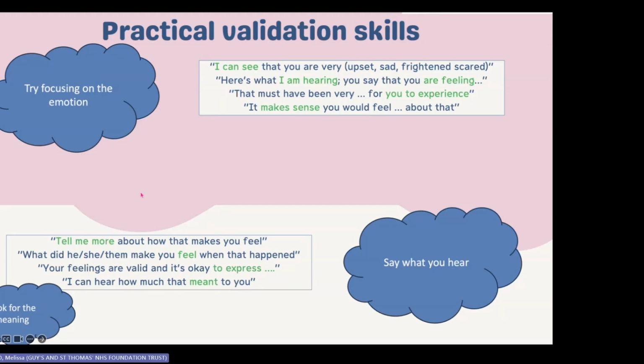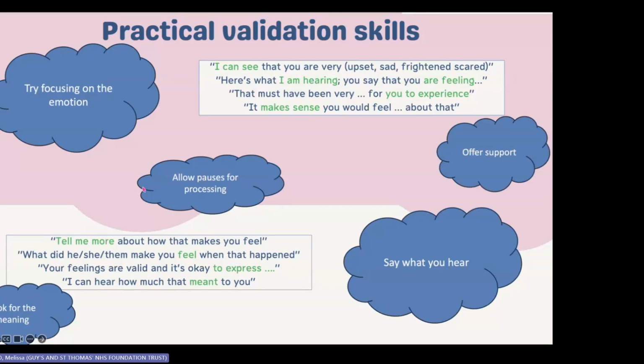If we're struggling with this, what we could do is focus on the meaning. What are they really trying to tell us about what they're feeling? Allow pauses for processing. Sometimes it takes a bit of time for people to really express their emotions, and silence isn't always a bad thing. It also helps us to really reflect on what they've said. Offering support, that's the C part in the ABC technique. When we've heard their emotion, we've allowed that emotion to be processed. How can we be compassionate in response?